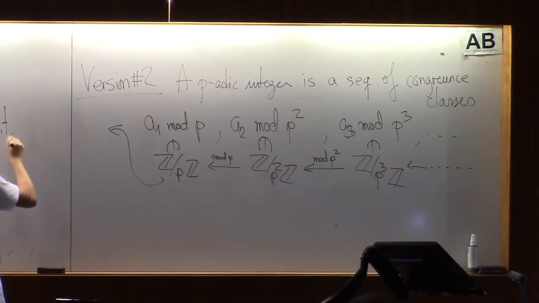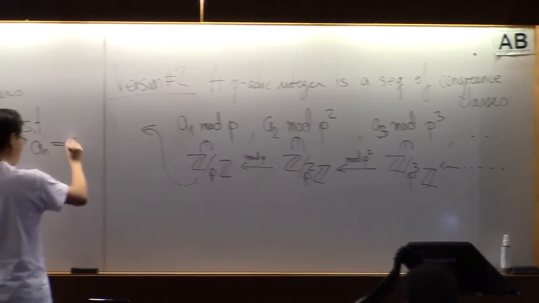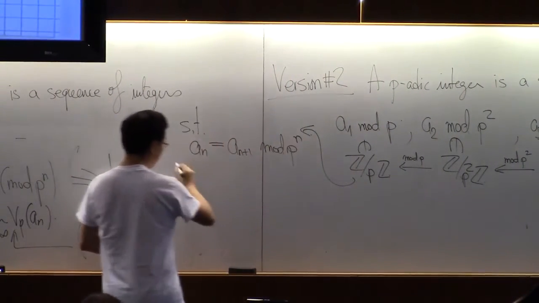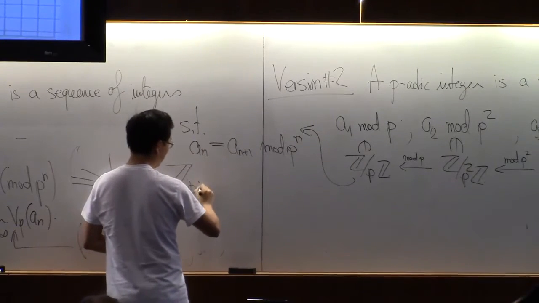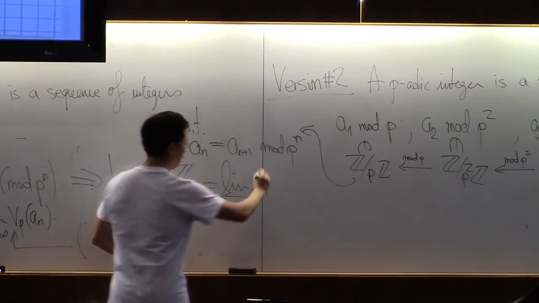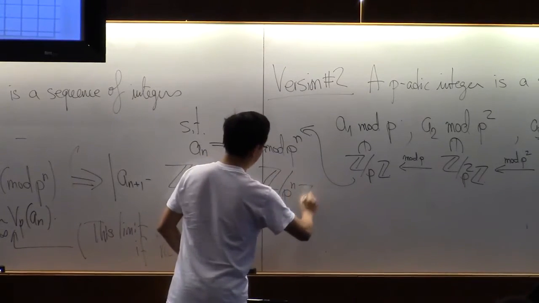The fancy way of writing this is that Zp is written as the inverse limit of Z mod p to the n Z.